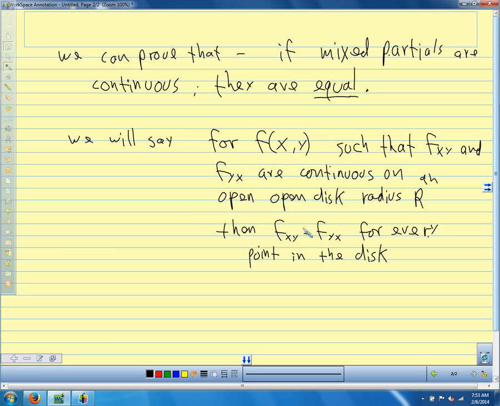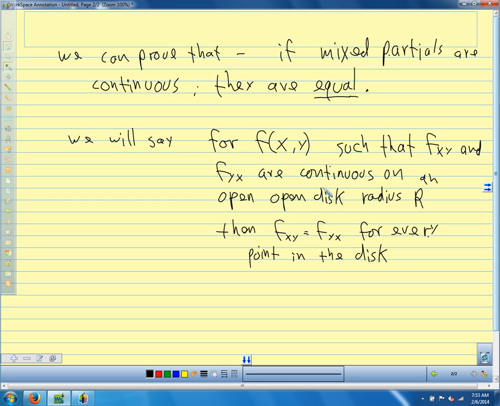And this idea holds for functions of 3 or more variables. So for a 3-variable function, if the second partials are continuous, then the third mixed partials would be equal. If the third partials are continuous, then the fourth mixed partials are going to be equal. So we can extend this idea as far as we want. Same conditions are holding for functions with more than 2 variables.